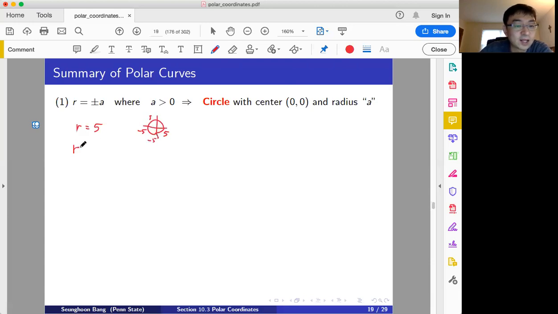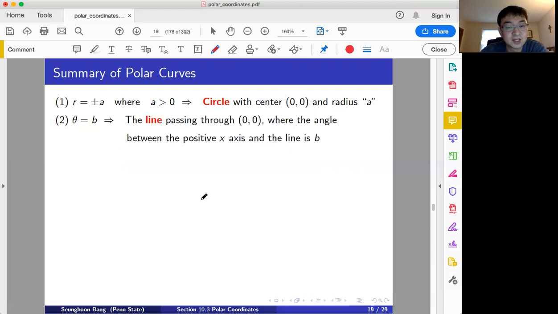What is r equals minus 5? Do you know what the graph of r equals minus 5 is? You're right, it's the same. The only difference is r equals minus 5. What does it mean? We can use this idea. R theta is given. How can we handle the negative number? Only reflect about the pole. So for negative r theta, you can choose this point and reflect. We have exactly the same graph.